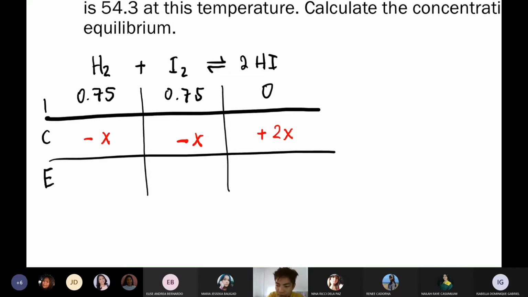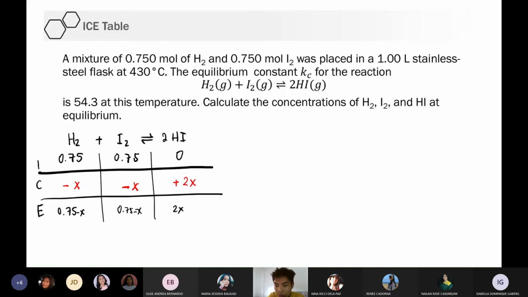Then what's next? What's next is that we solve for the equilibrium concentration of H2, I2, and HI. So pagsamahin mo lang yung I pati yung C. So that will be 0.75 minus x rather. 0.75 minus x and 2x. Okay, so I will just combine I and C. Pagsamahin mo lang yung dalawang yan, so you will get this. This plus this equal this. Okay, then what's next? So once I'm able to set up my ICE table rather, I can now solve for the K.